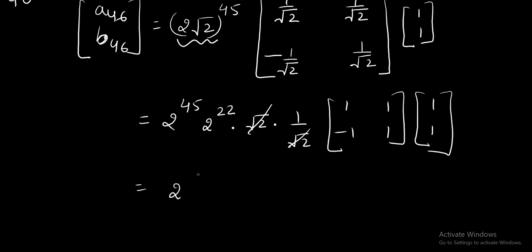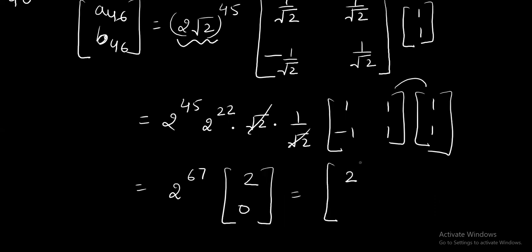I cancelled this. What we are getting is 2 power 68, right? 2 power 67 right now, correct? Taking the product of these two matrices gives me first row, first column, second row, first column, which ultimately gives me the matrix as 2 power 68, and this is 0.